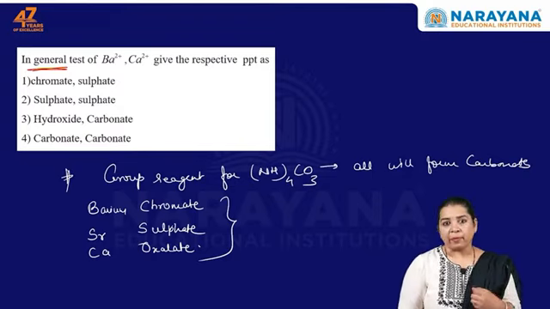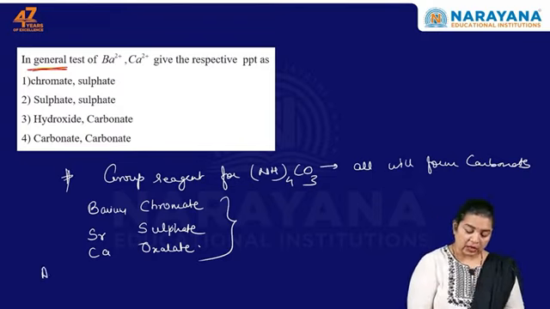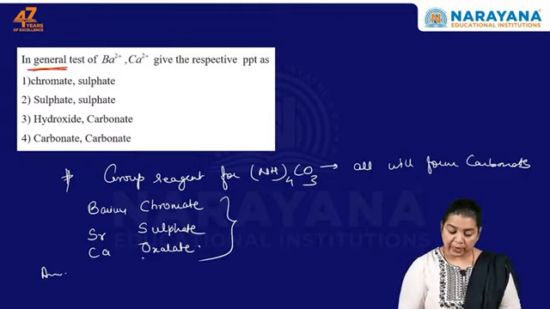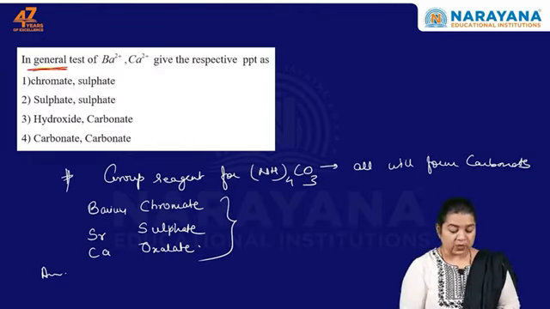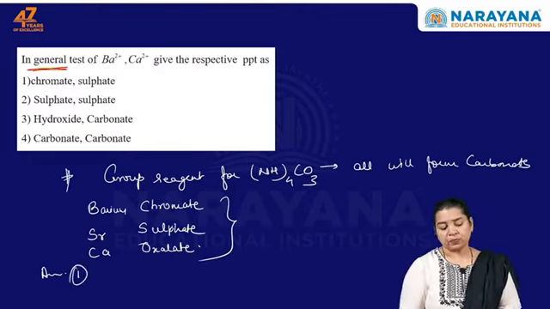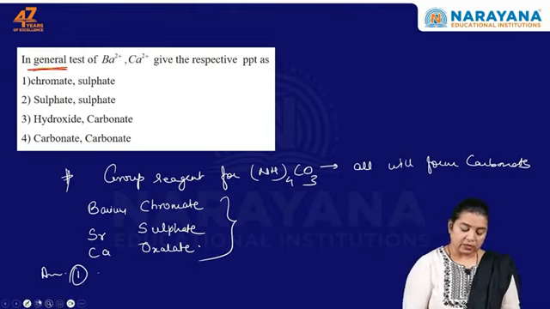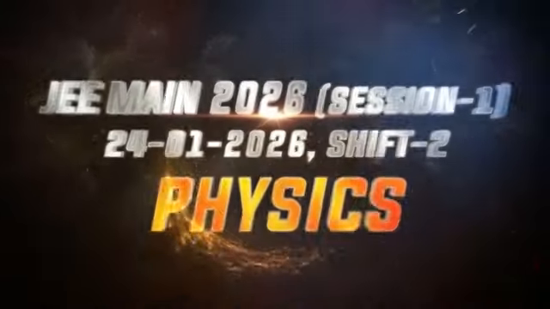Following that lab manual, I will suggest the answer should have been: for barium I'll go for chromate, and for calcium I'll go for sulfate. The answer should have been first. Okay, the answer for this question should be first, right? Let's move to physics.